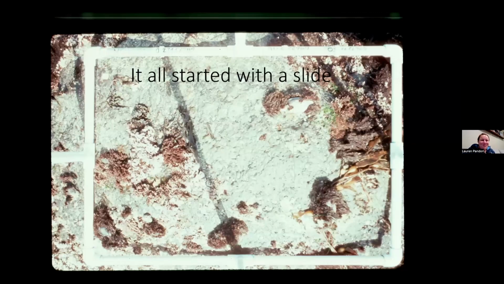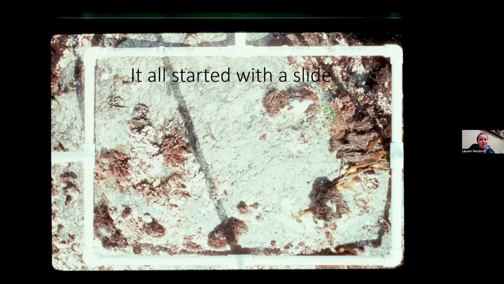So thank you so much for being here and for coming to learn a bit more about the Rocky Intertidal program at Cabrillo National Monument. I wanted to share before Anthony gets started with his talk a little bit about where this project came from.